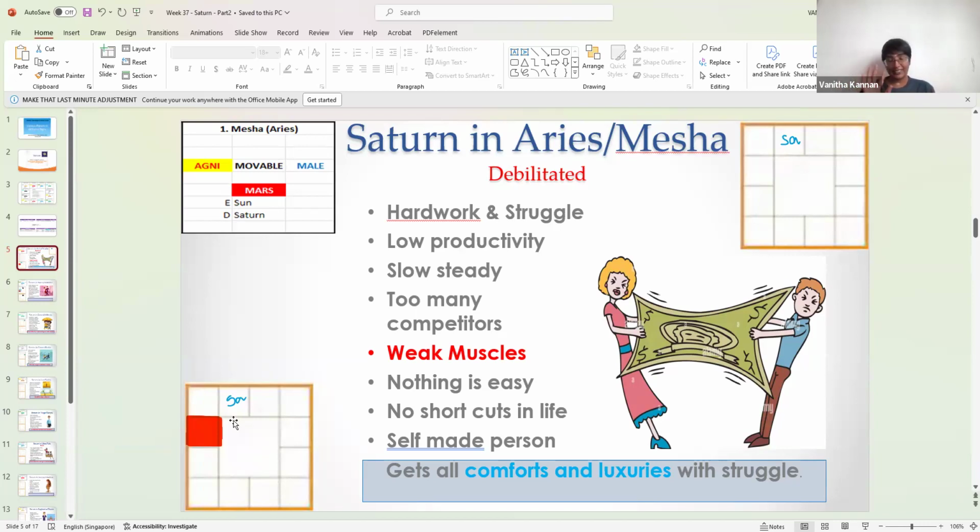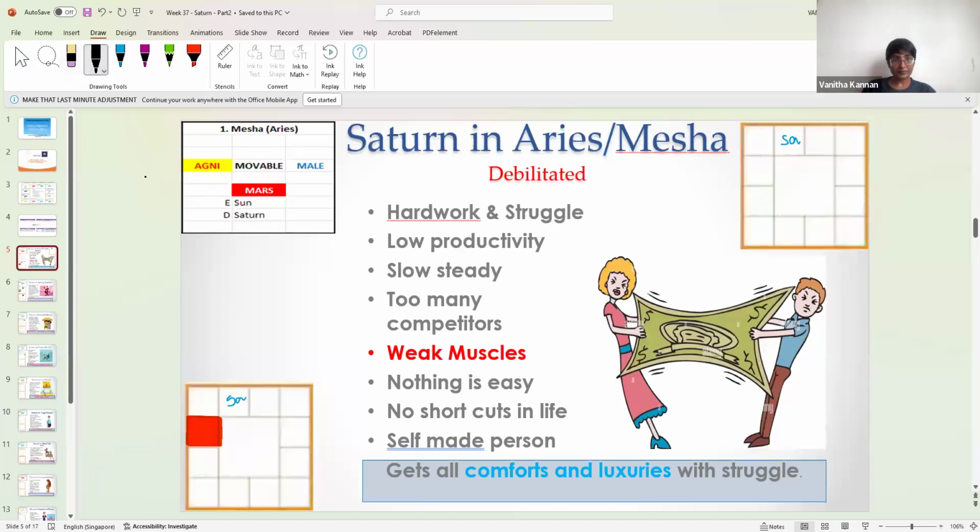Okay, then you will ask me, is this the only thing? No. Then what do you have to add? Consider Saturn was here, and imagine this is your Lagna. Okay, this is the Lagna. And consider here the Jupiter was here.